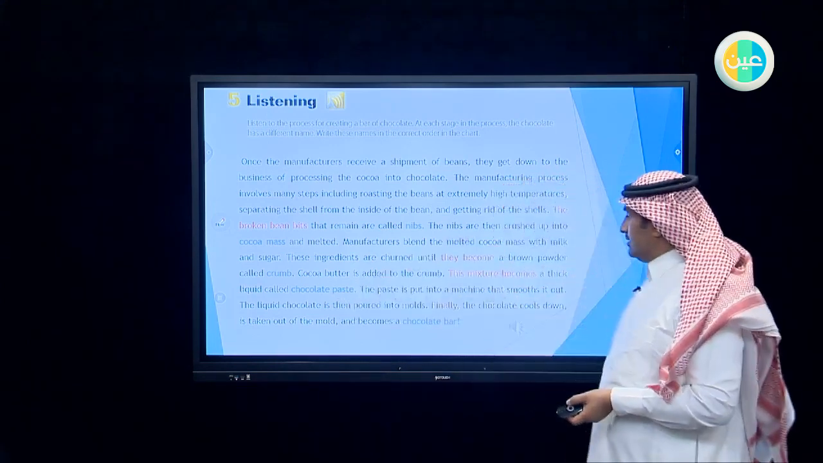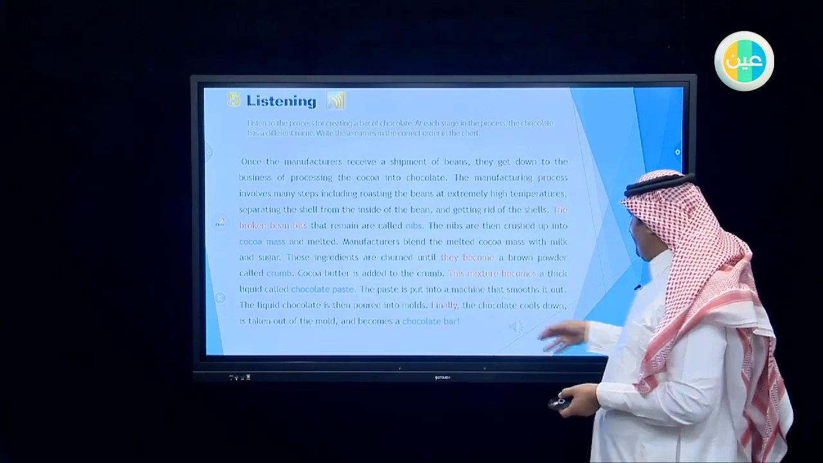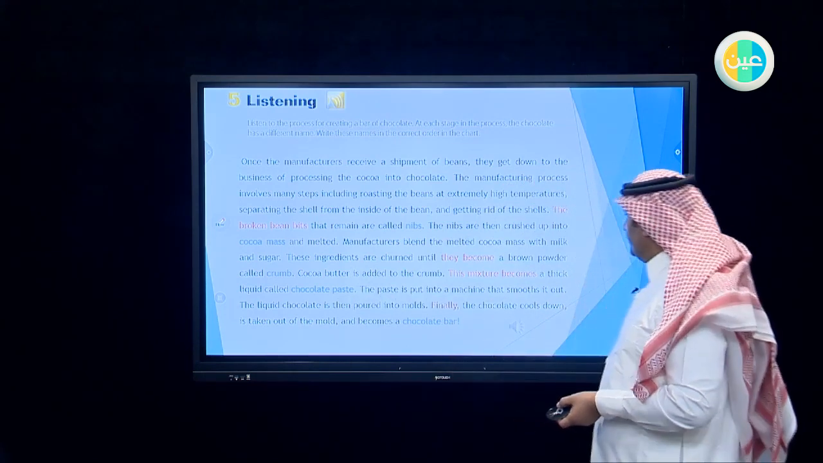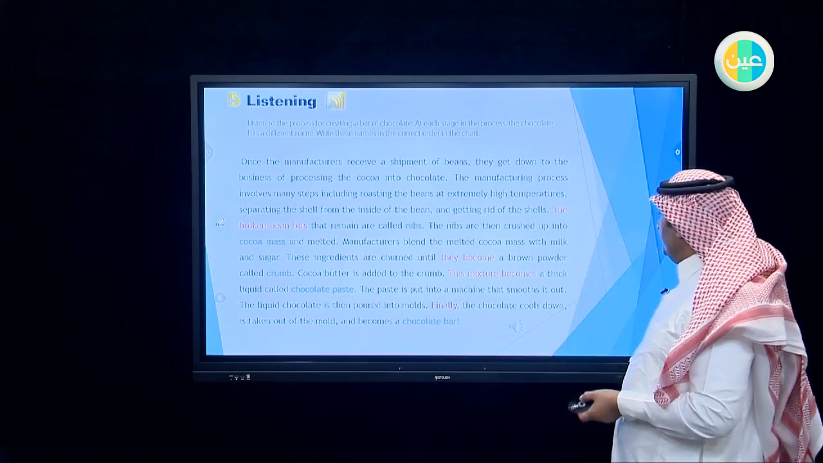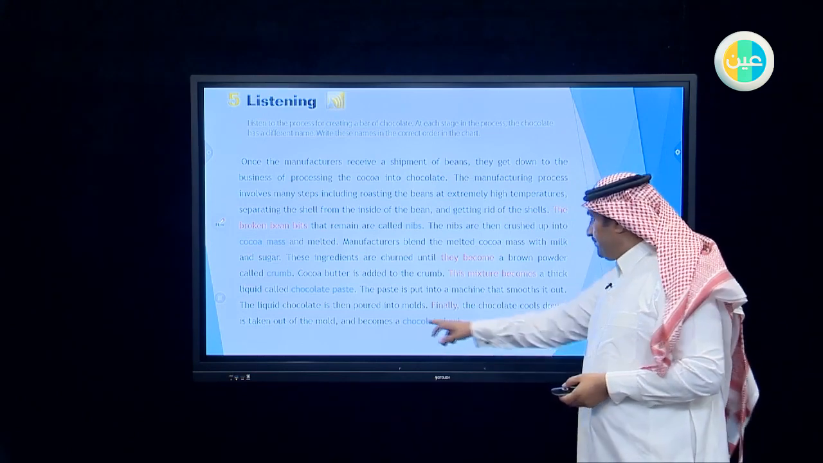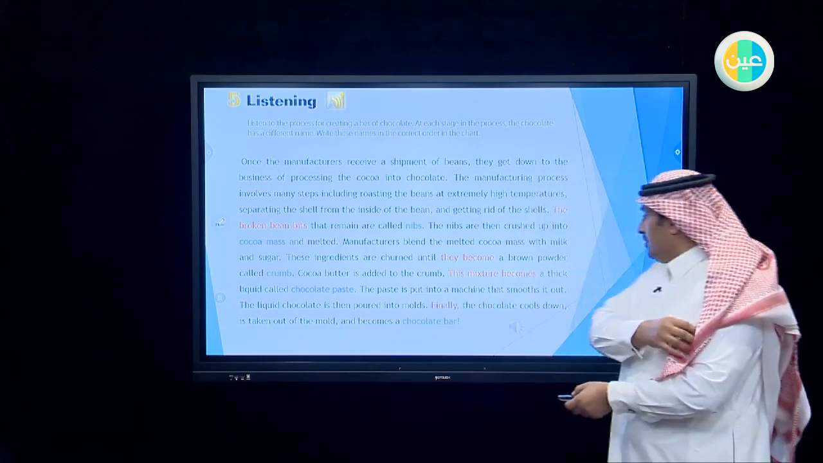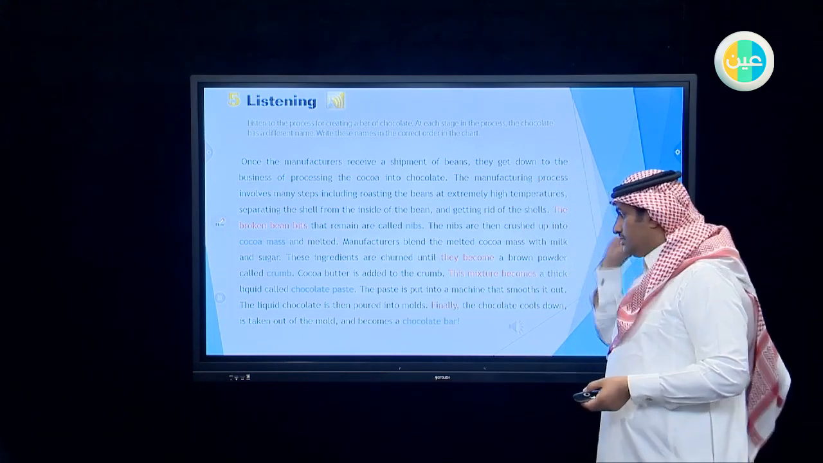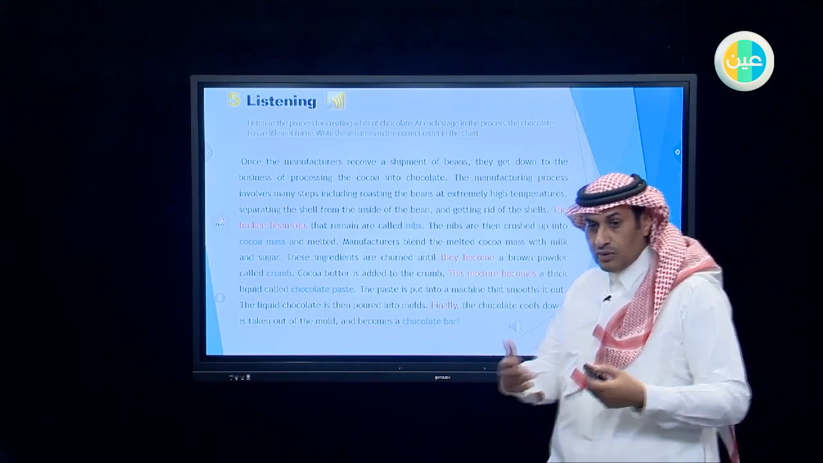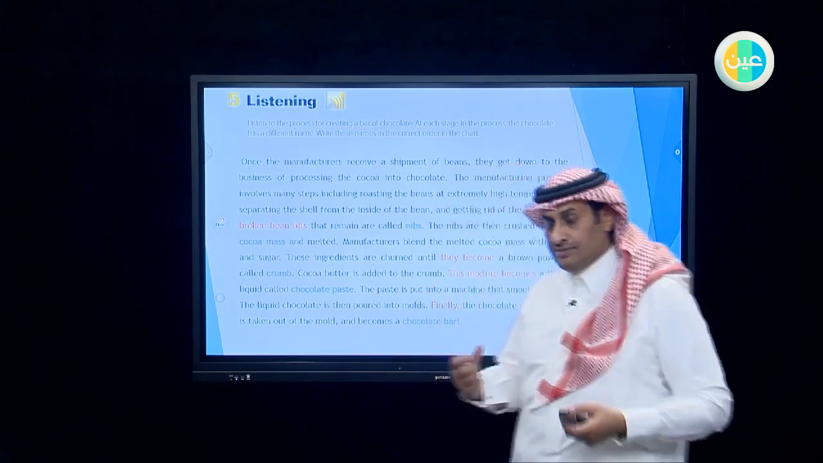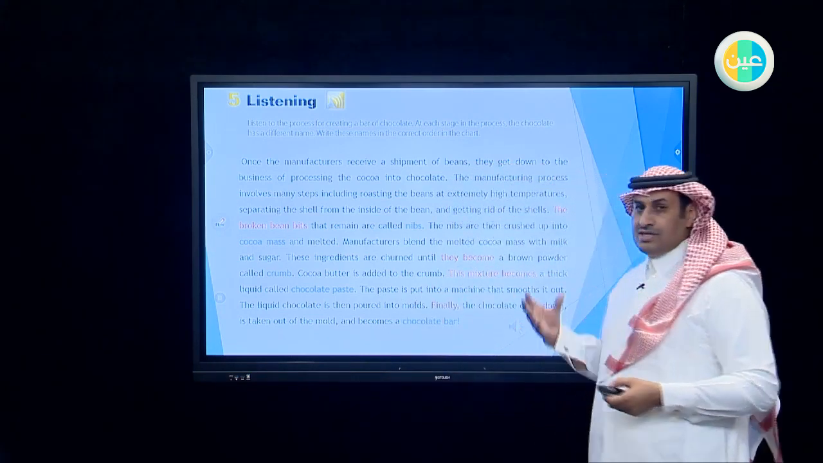Yes, chocolate paste. The paste is put into a machine that smooths it out. The liquid chocolate is then poured into molds. Finally, the chocolate cools down, is taken out of the mold, and becomes a chocolate bar. Okay, this is about chocolate.